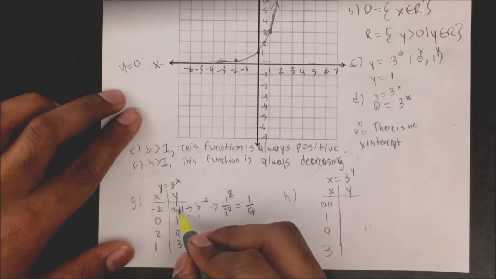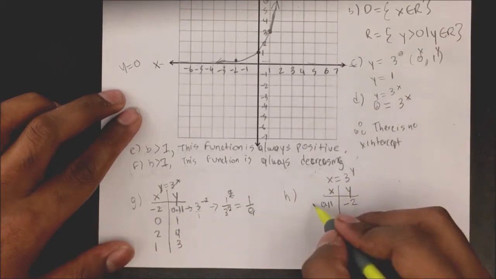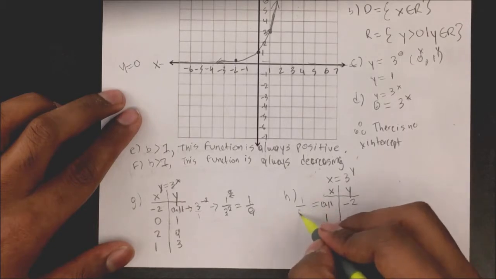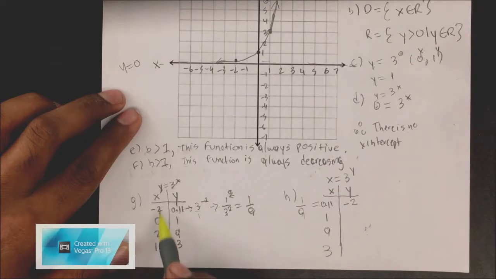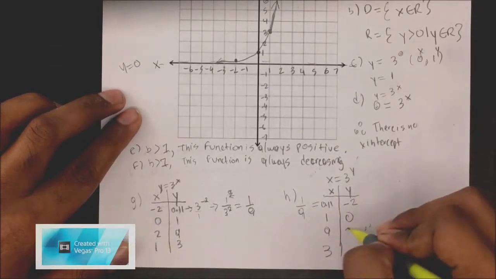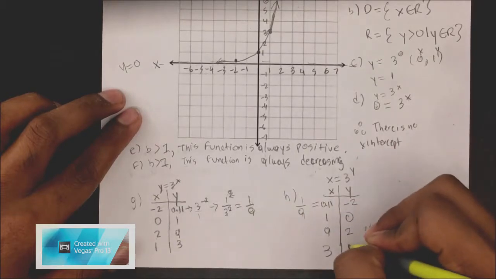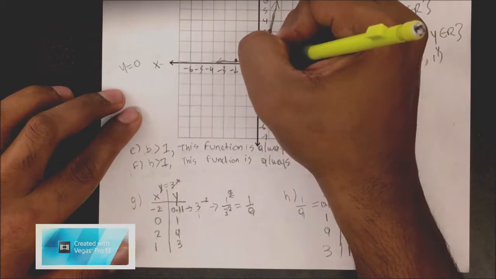So 0.11 corresponds with -2, right? So you put -2. Well, this is also equal to 1 over 9 because both values are the same. This is just a fraction form. And put the x coordinate 0 as your y, put your 2 as your y, and then put your 1 as your y. So now you just plot this. So 0.11 is somewhere like there.